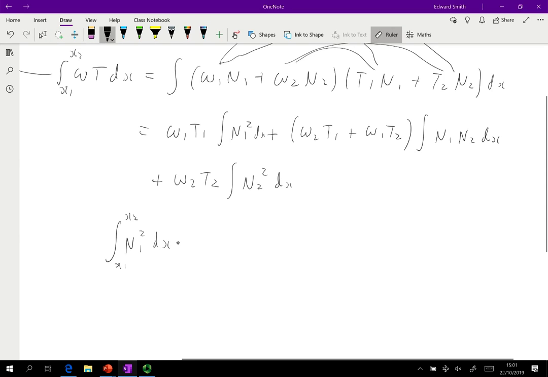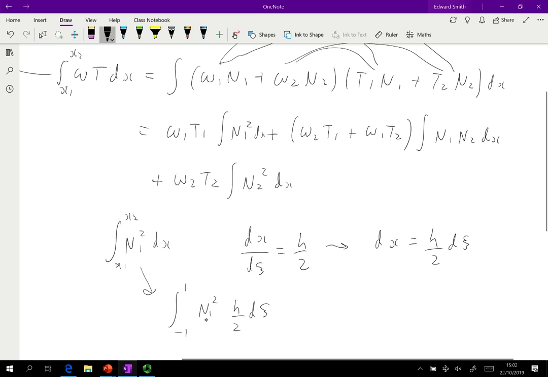In order to do that, we use the approximation for dx. Now, what you should have got in the previous section is that dx by d psi is equal to h over 2. If you didn't get that, please feel free to come and ask me or double check. But essentially what that ends up giving us is that the mapping or change of variables is h over 2 d psi. So in this particular expression, we rewrite it with the integral now between the limits of minus 1 and 1, because we're doing the integral of n1 squared h over 2 d psi. So we've just used that substitution for the limits and for the integration.